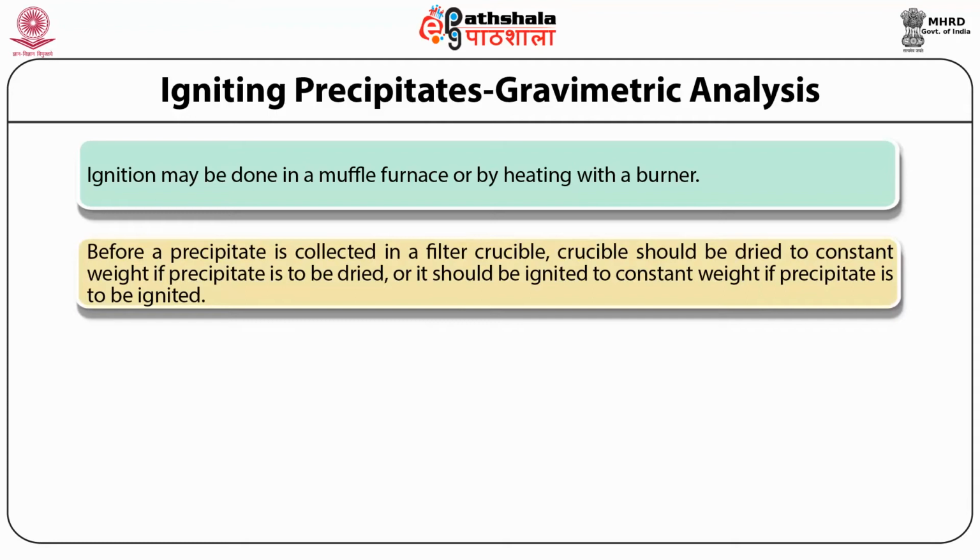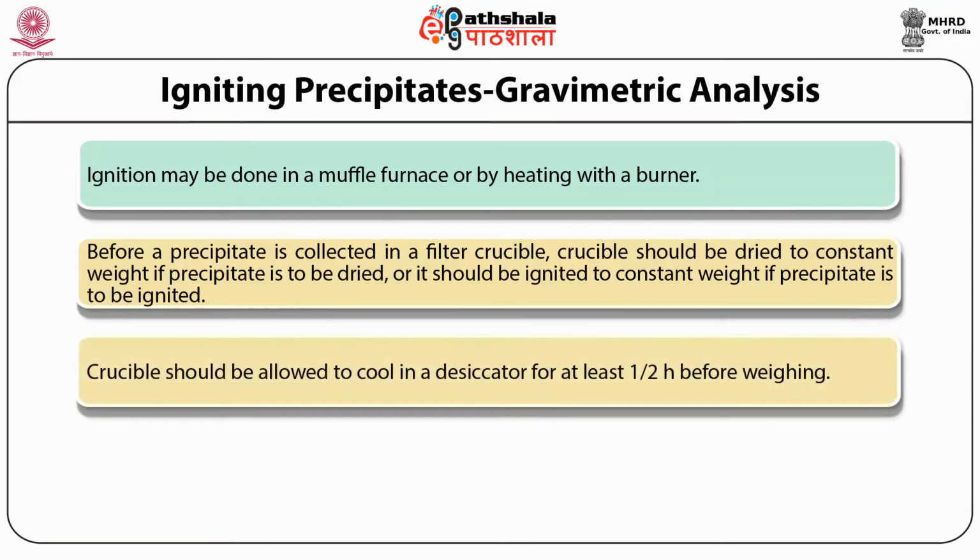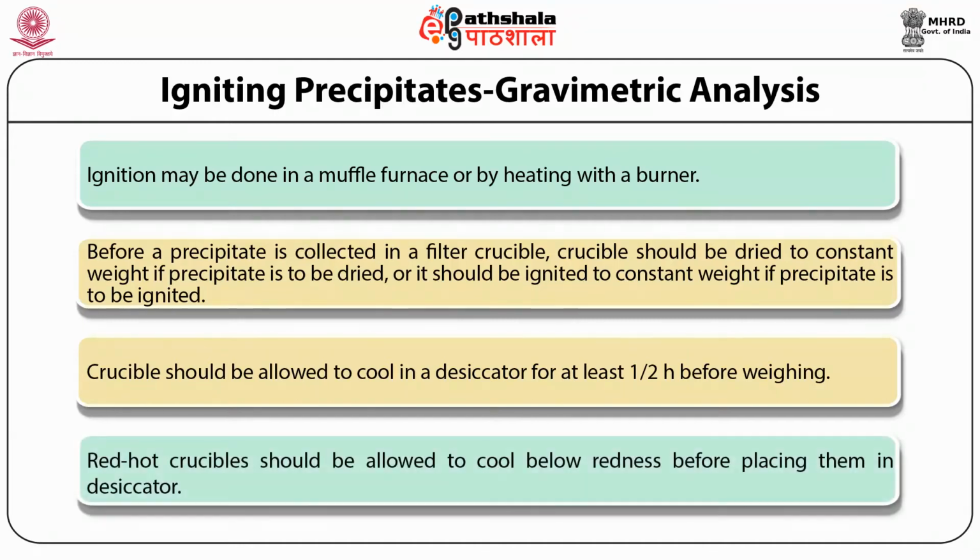Before a precipitate is collected in a filter crucible or transferred to a crucible, the crucible should be dried to constant weight if the precipitate is to be dried, or it should be ignited to constant weight if the precipitate is to be ignited. The crucible should be allowed to cool in a desiccator for at least half an hour before weighing. A red-hot crucible should be allowed to cool before redness fades before placing it in the desiccator.